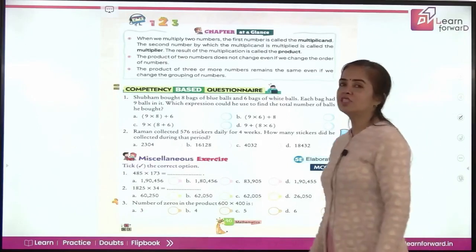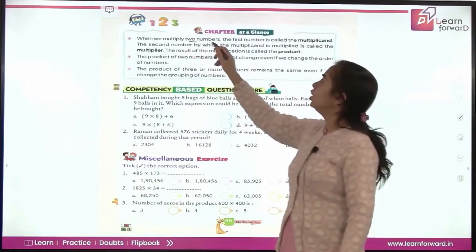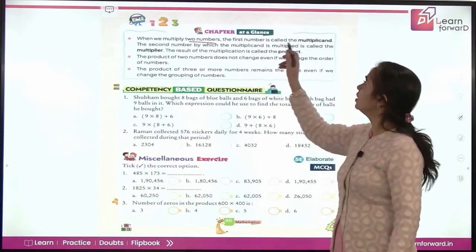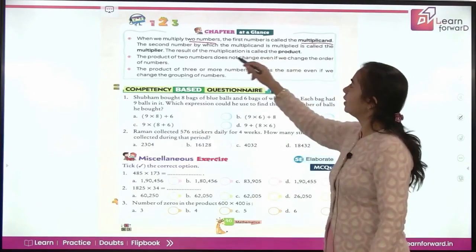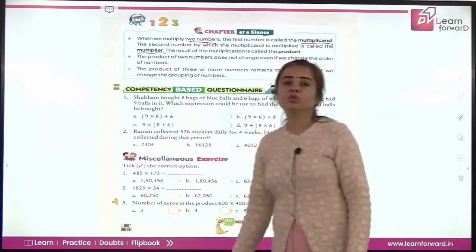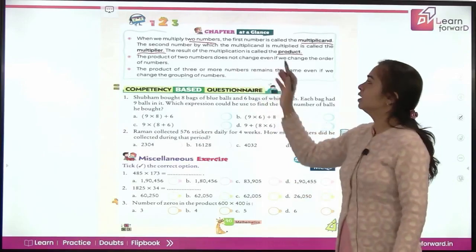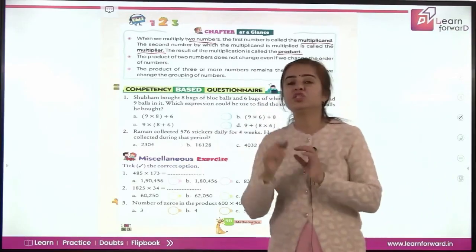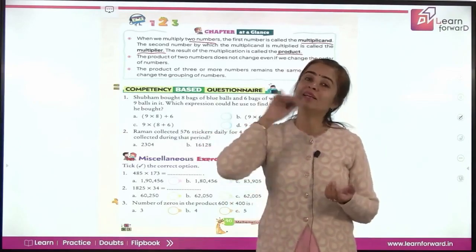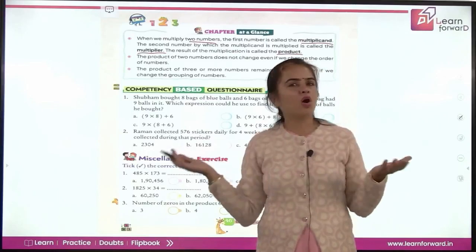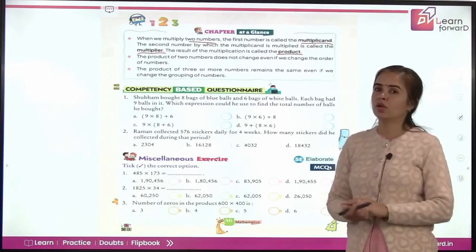So here we have the chapter at a glance. In a nutshell, what we have learned in today's session. When we multiply two numbers, the first number is called the multiplicand and the second number is called the multiplier. And the answer that you get is called the product. Now, the product of two numbers does not change even when we change the order of numbers. That means 2 times 3 is 6 and 3 times 2 is also 6. So, the order of numbers does not make the difference in finding the product of numbers.